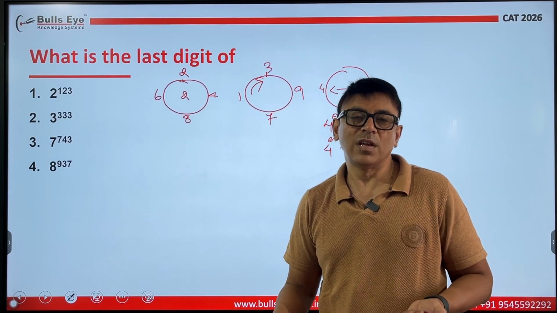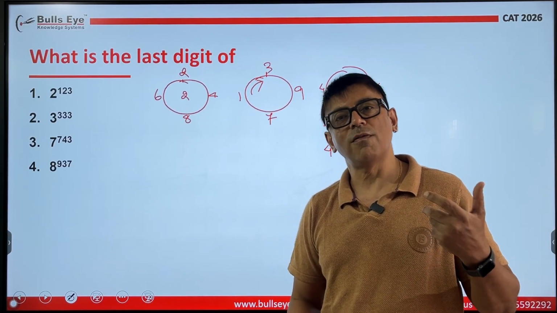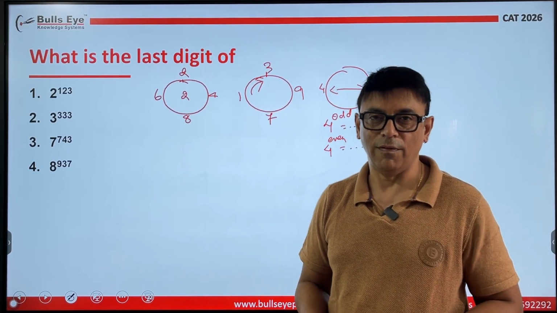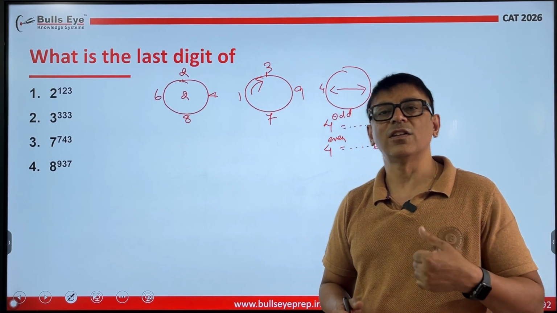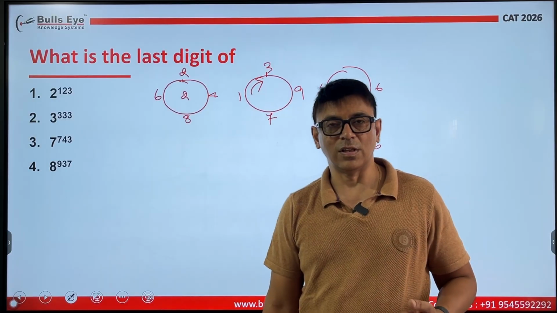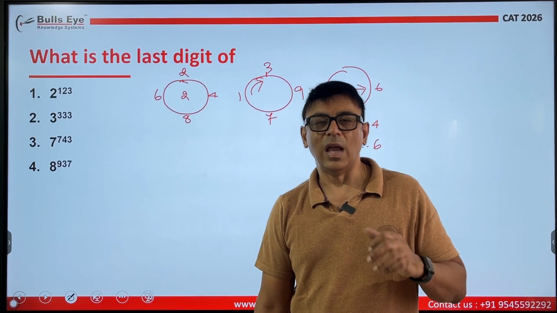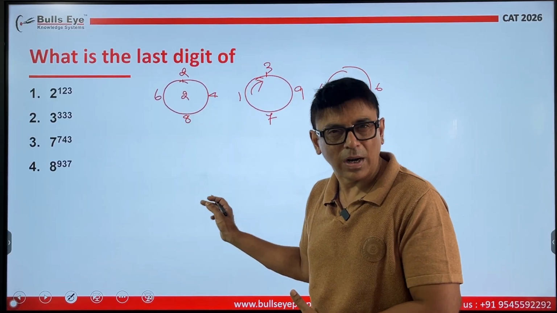5, everything is 5. 5 raised to 1 is 5. 5 square ends with 5. 5 cube ends with 5. Everything ends with 5. Right? So 5 raised to 0 is obviously 1. Otherwise, everything that comes in the index of 5 leaves the last digit as 5. Same is for 6. 6 raised to anything except 0 ends with 6. So we'll not write 5 and 6.